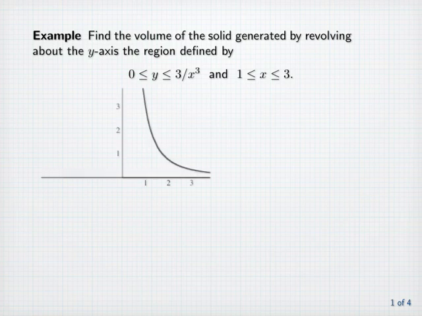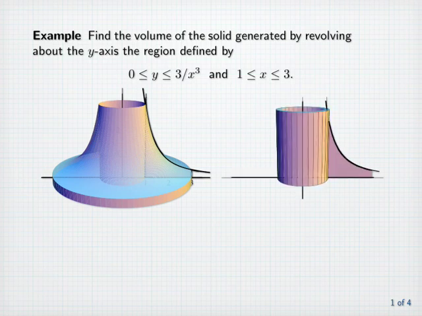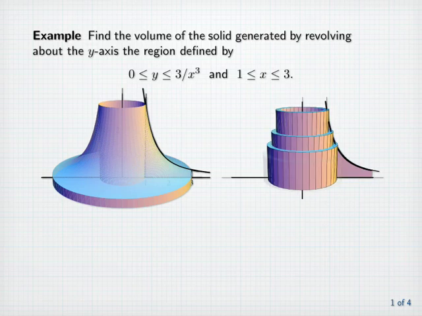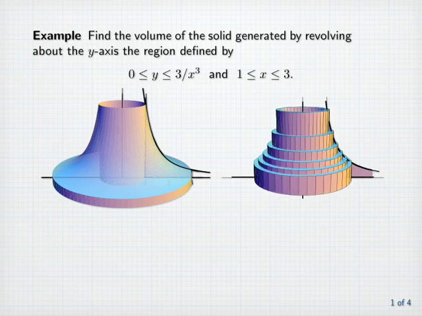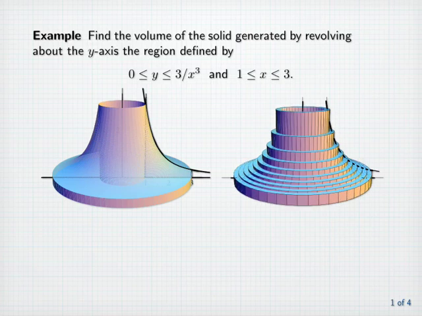Now here's the graph of y equals 3 divided by x cubed and the region of interest between x equals 1 and x equals 3. The solid obtained by revolving the region about the y-axis looks like this. We'll approach the volume calculation by thinking of approximating the solid with cylindrical shells. This animation shows an approximation with 10 cylindrical shells added one after another. Notice how this arrangement corresponds to a midpoint approximation of the revolved region using 10 rectangles.